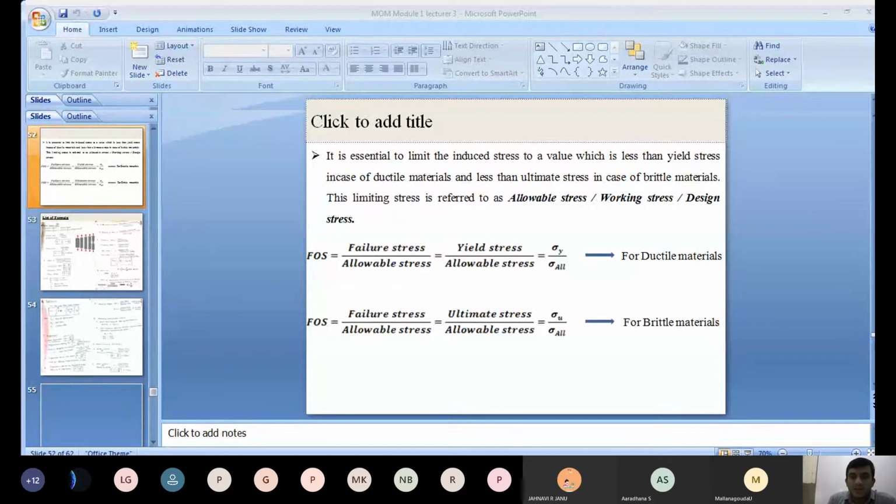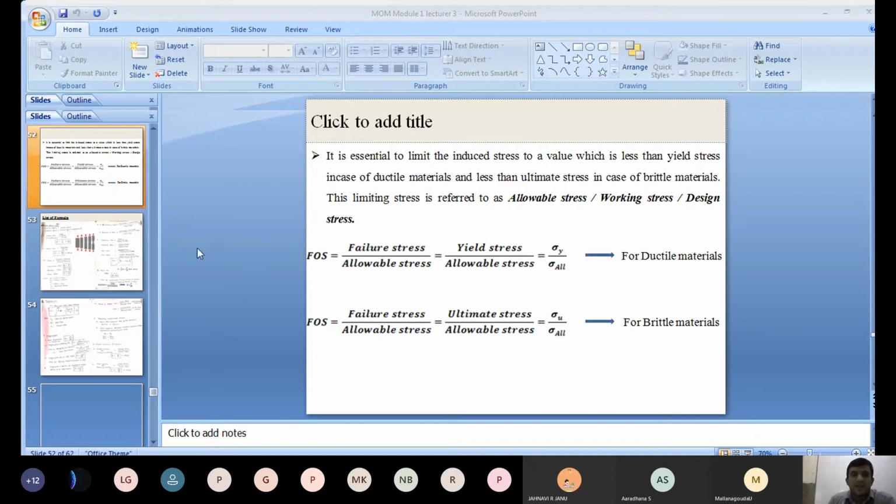Suppose it is a brittle material, what is the limiting stress you consider here? That should be less than the ultimate stress. Thus, the limiting stress is referred to as allowable stress, working stress, or design stress. When you go for the design of aircraft structures, the design stress is given. Then you calculate the stresses induced due to an external applied load. Those stresses should be less than the design stress, then it is safe.